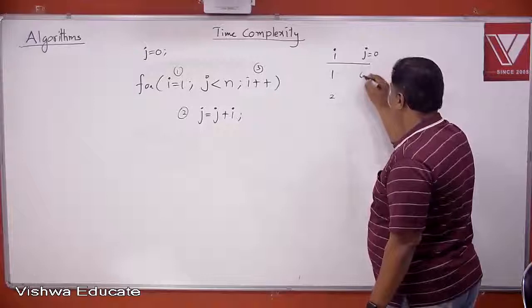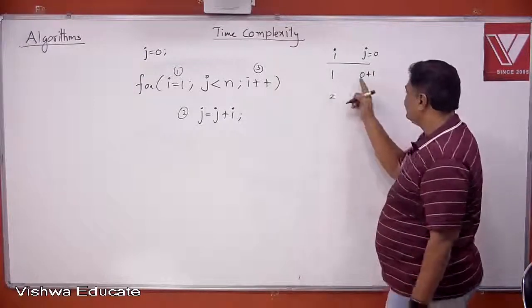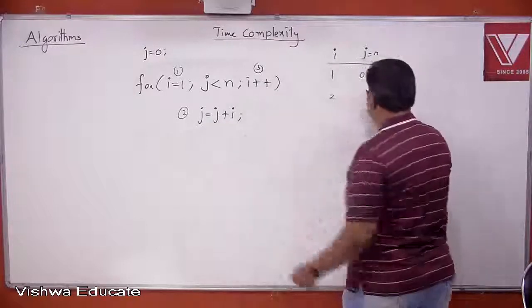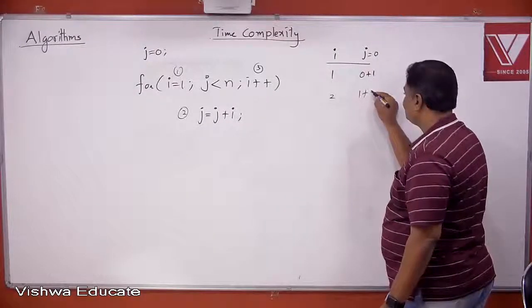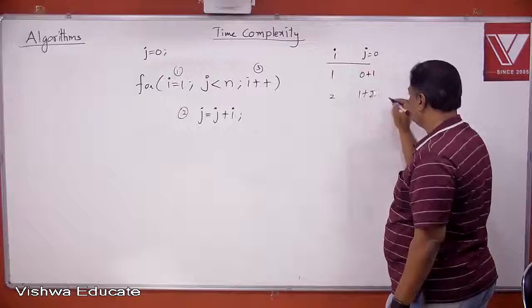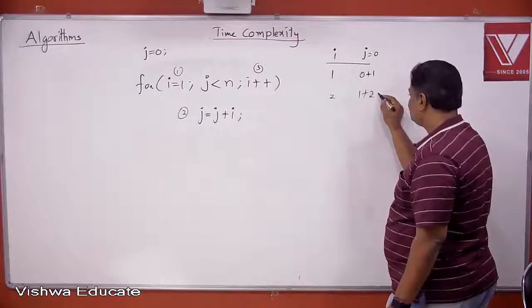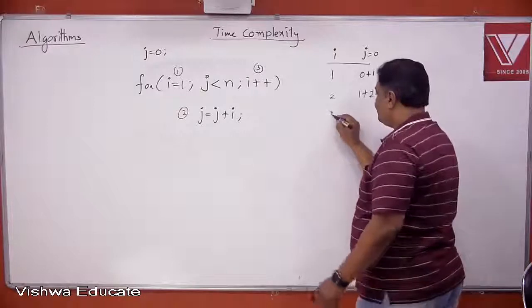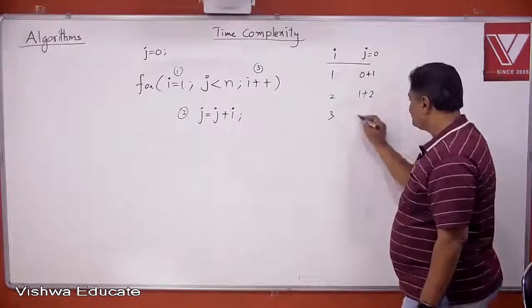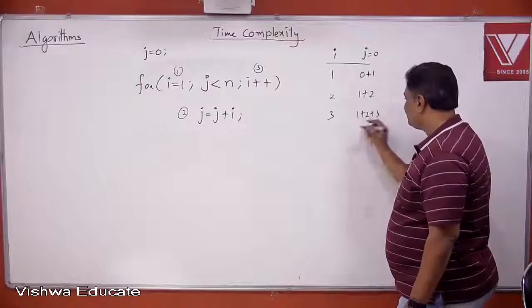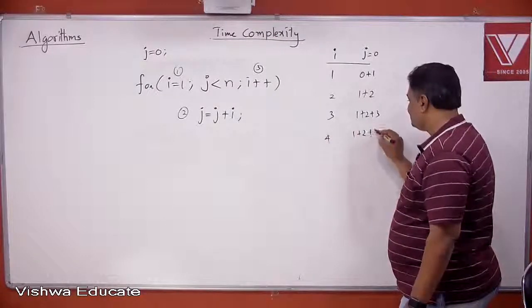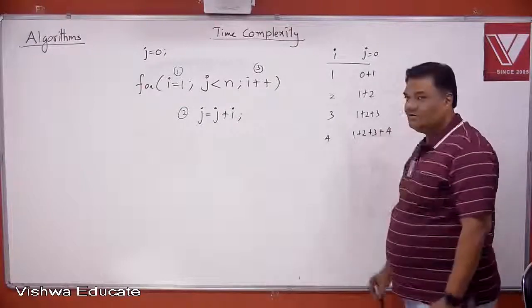j is 0. Then this is 0 plus 1. First step, i is 1, 0 plus 1. Then i became 2. Then again, this is 1 plus i, 2. So this is 3. I will not add it, I will say 1 plus 2. The next time i becomes 3. So it is already 1 plus 2, so 1 plus 2 plus 3. 3 is added. Then i is 4. So this is 1 plus 2 plus 3 plus 4.